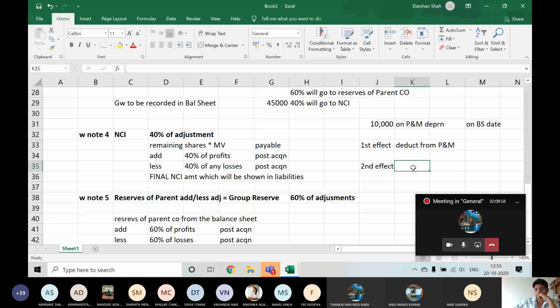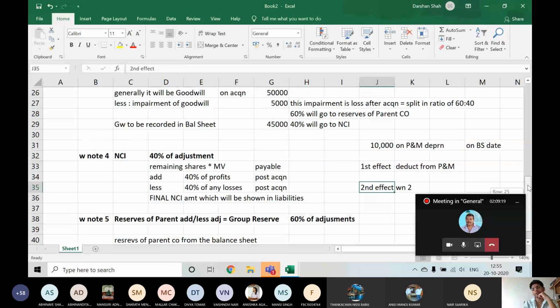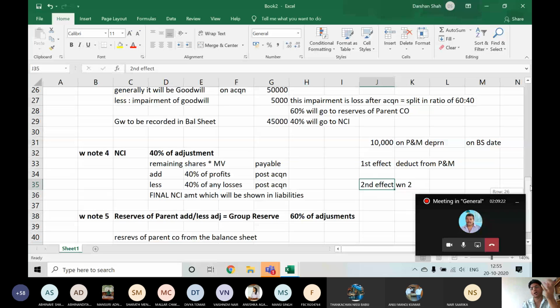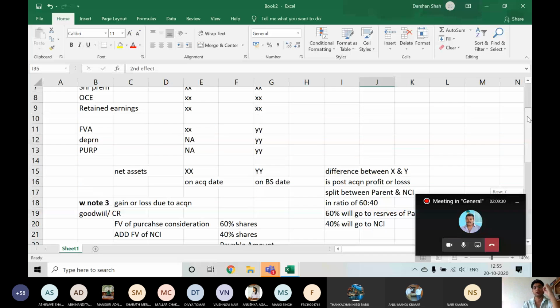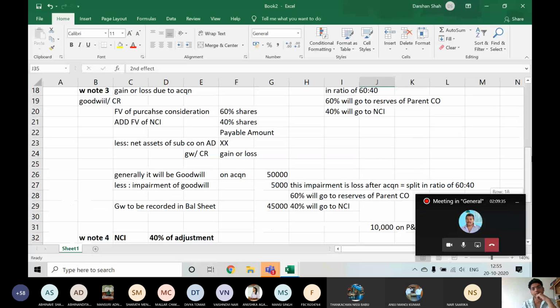So sir, in short, our second, third, fourth and fifth working notes will be prepared simultaneously. Correct. Second, third, fourth, fifth working note we will prepare simultaneously. This is just the basics. When I take the numerical, it will be even clearer. This is just the format that I am explaining. I am explaining the logic of why we have to do it this way. When I take the numericals, you will understand it even better.